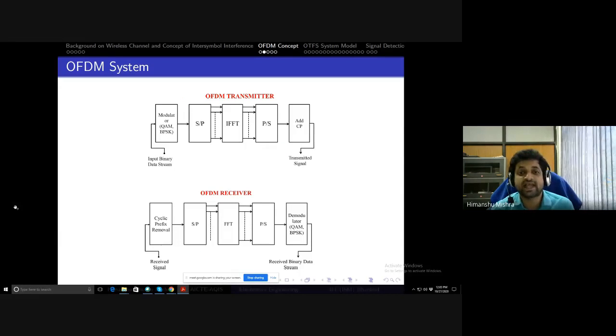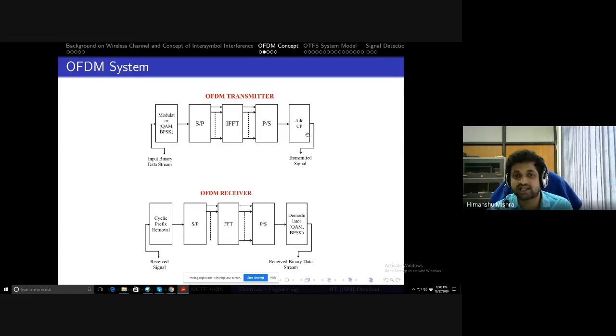This is the basic diagram of the transmission: you have modulation, then serial to parallel conversion, then IFFT, then parallel to serial, then you add the cyclic prefix, then you transmit it. At the receiver, first you receive the signal, then remove the cyclic prefix, then convert serial to parallel, then again do the FFT, then demodulation.